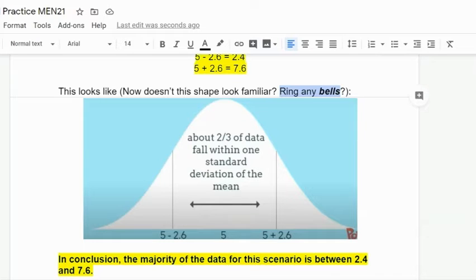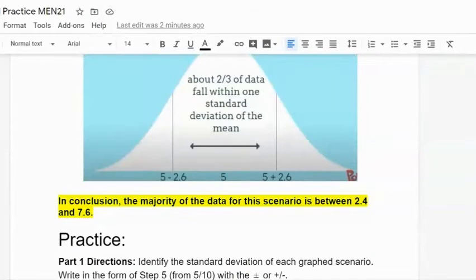We want to know what is that area, the plus and minus from the mean that our data falls into. So in conclusion, the majority of the data for this scenario is between 2.4 and 7.6. Remembering that I got 2.4 because I took the 5 minus my standard deviation, which was 2.6, and I took the 5 and I added my standard deviation, 2.6, to get 7.6. So my data is between 2.4 and 7.6.